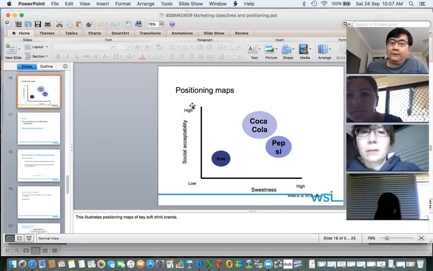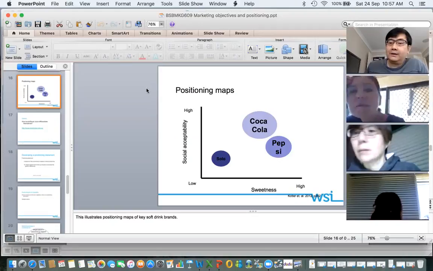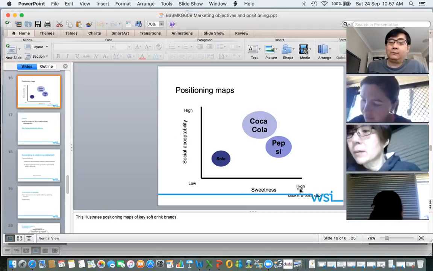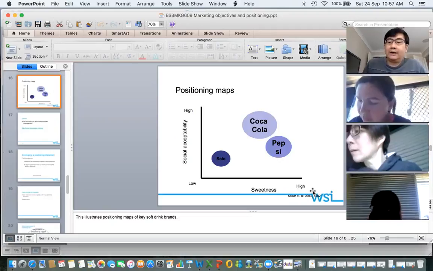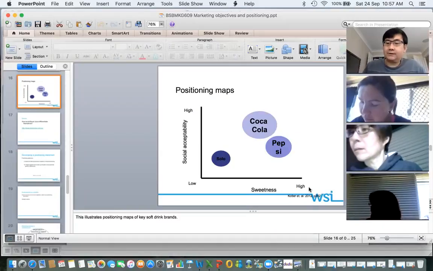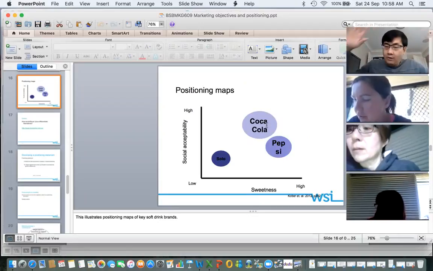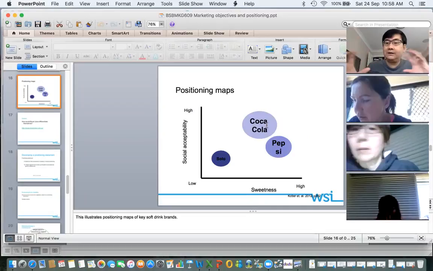The first thing when you want to draw a map like this is to ask yourself what is important for your customers. Let's say friendly service. And the other important element in your industry, let's say fast or quick response. I'm just making it up. And then you map yourself, your brand, and your competitor's brand against these attributes.